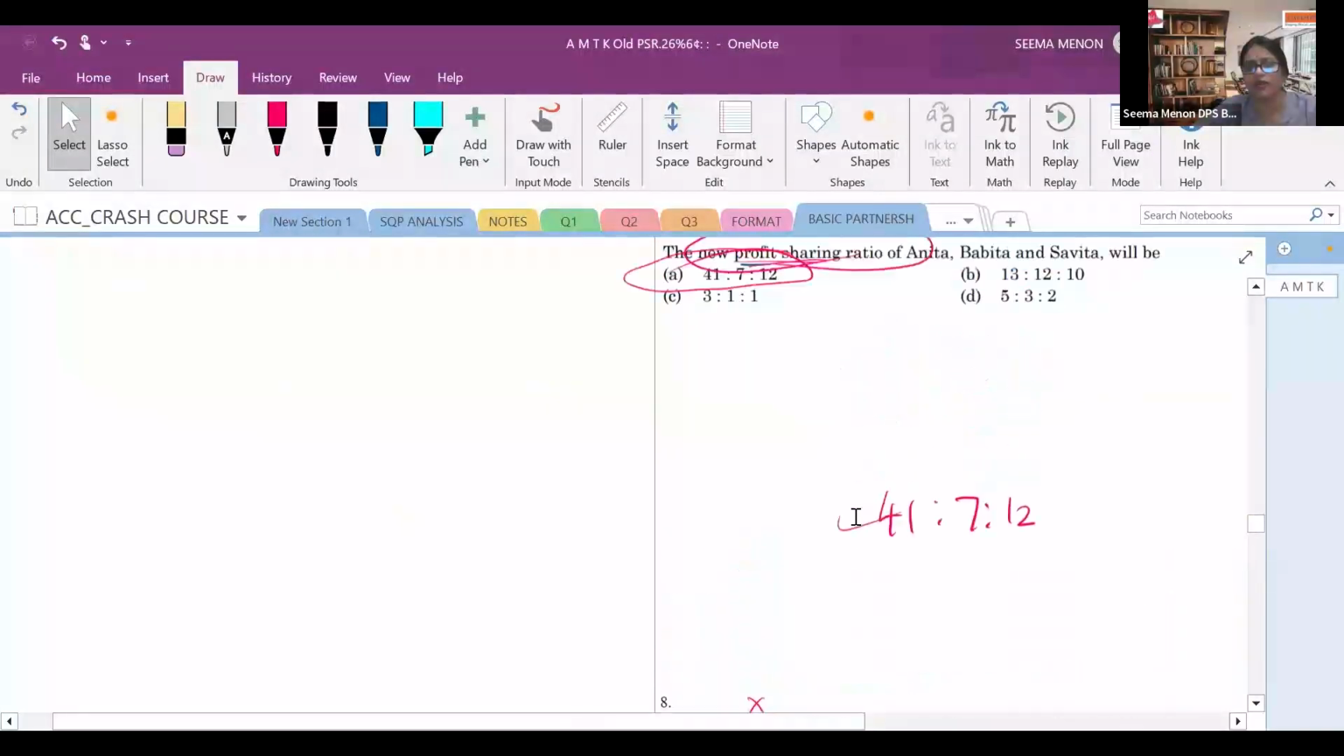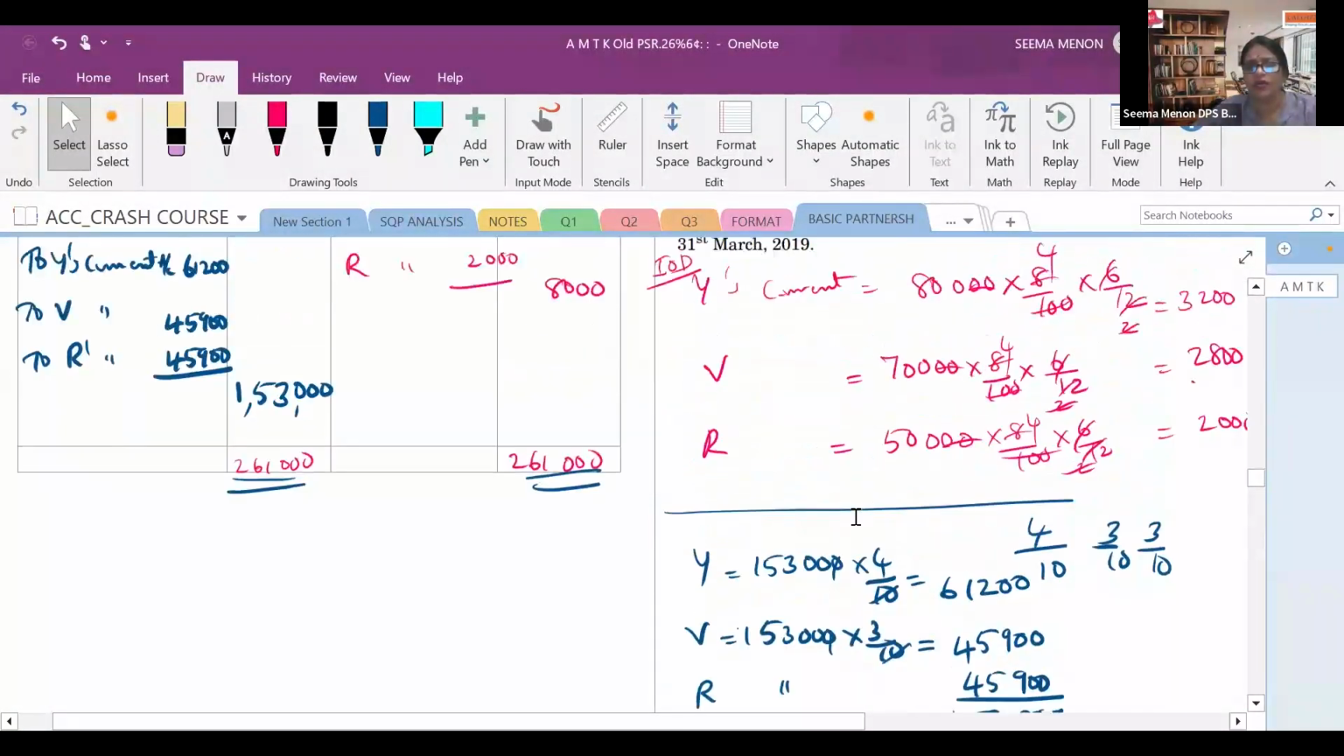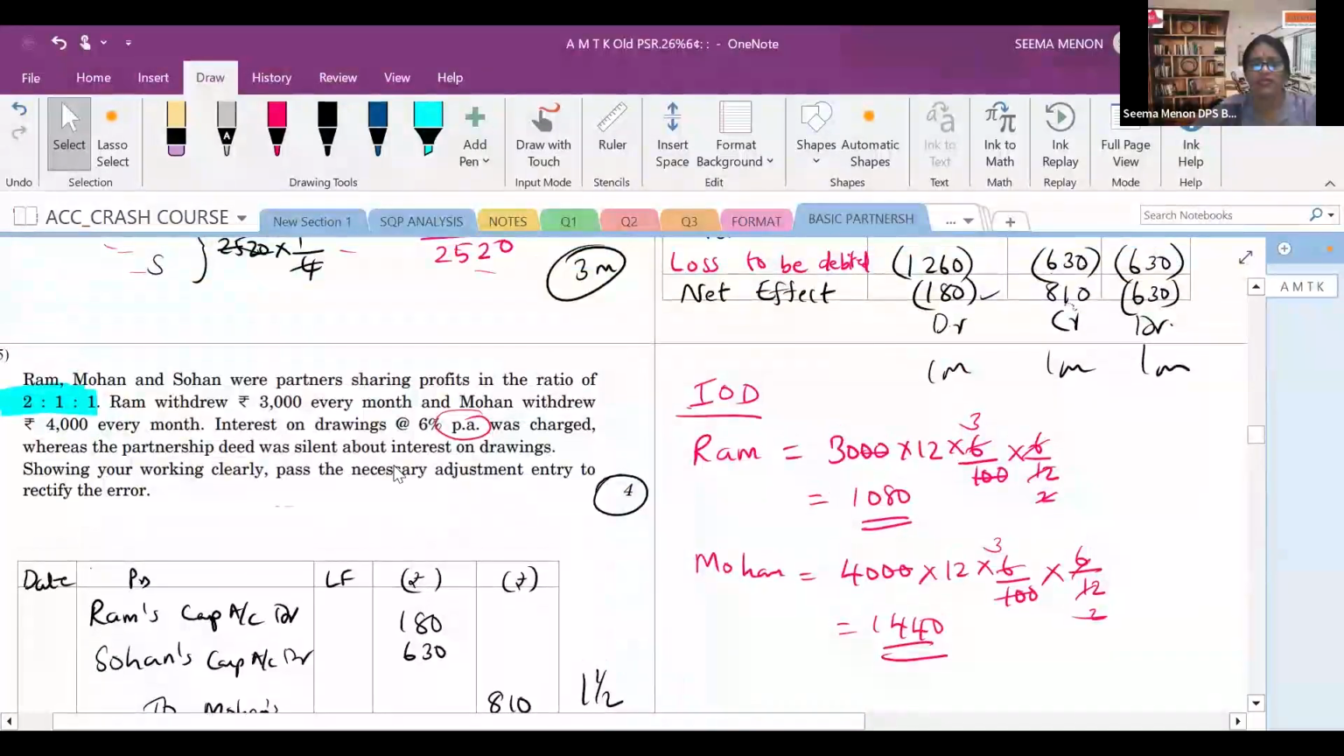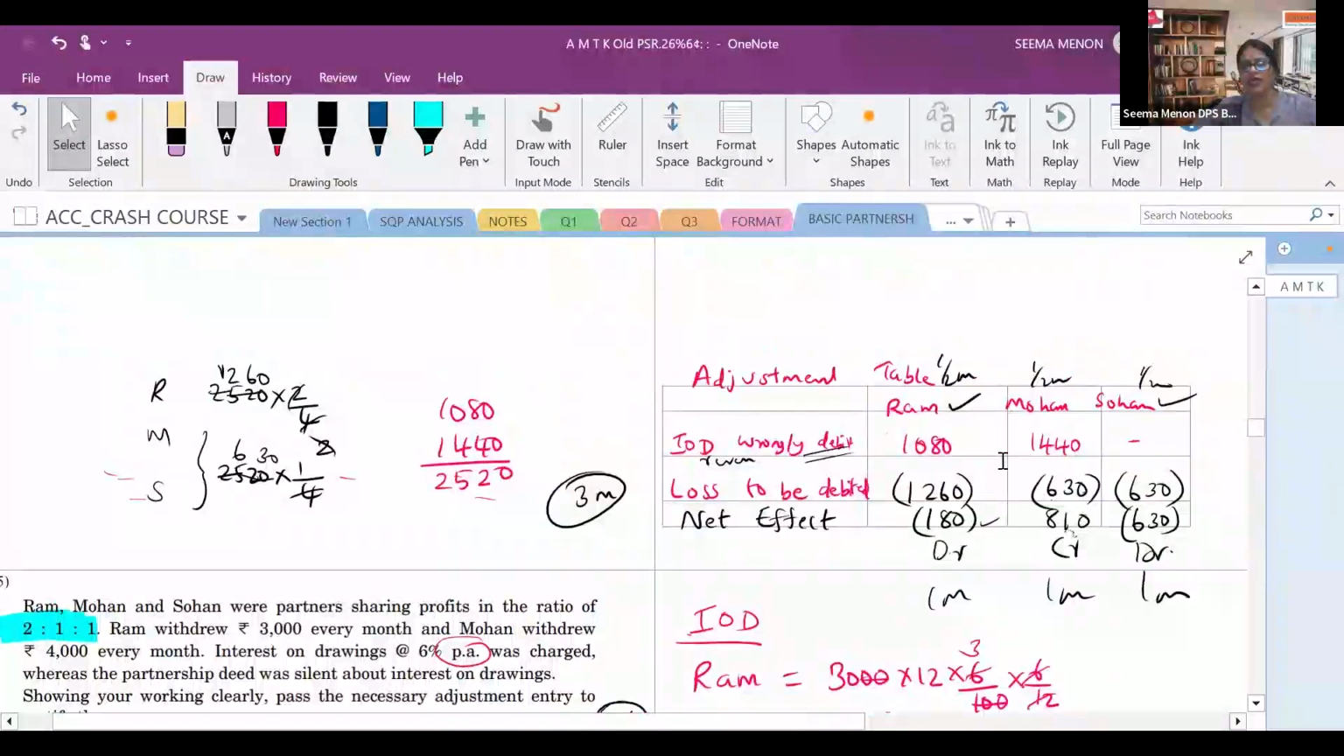So let's go through again whatever questions we solved today. We started with a small question about Ram Mohan. This is an adjustment entry, interest on drawings. They were not supposed to charge, but the firm charged. When the firm charged, the partners had already given. Now partners will get it back. Partners को ये वापस मिलेगा.